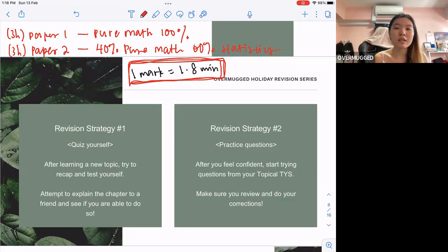And that's a super key revision strategy for JC in general. For you to not just practice questions, but quiz and time yourself, because you need to make sure that within that exam 3 hours, you are able to complete everything. You don't just want quality, you want quantity as well. You want to be able to complete all the questions. So you need both, okay?